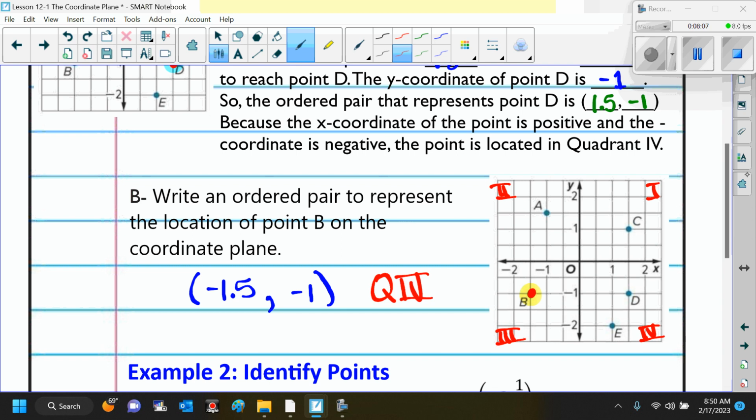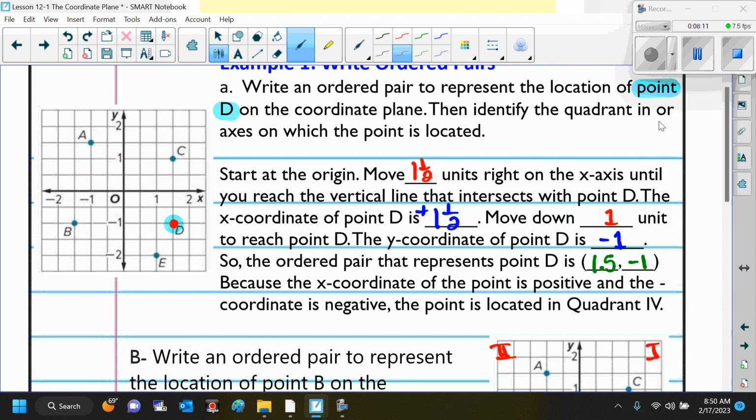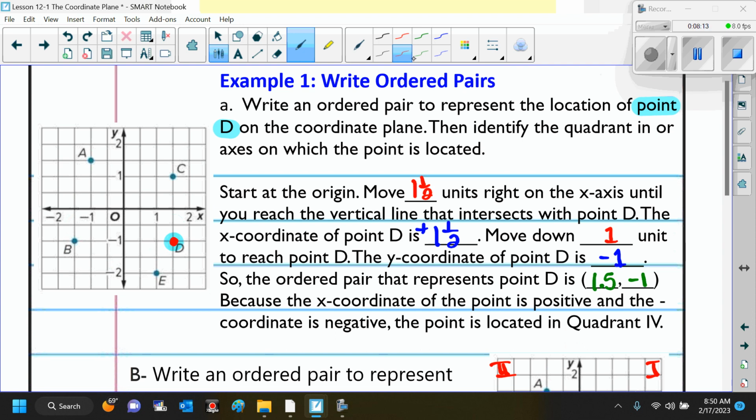And I believe I forgot to talk about quadrants in example A. So up here, we go back. This is quadrant 1, 2, 3, and 4. So here, point D, for example 1A, is in quadrant 4, which is what we have right here.